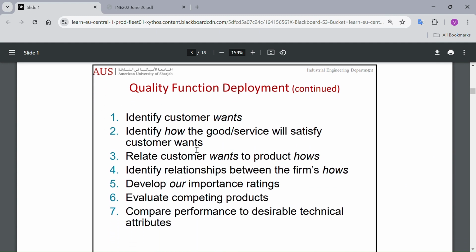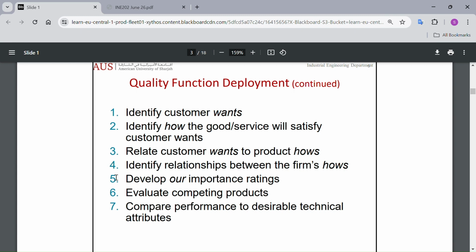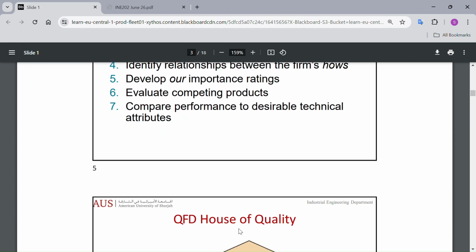So there are some steps in quality function deployment, seven steps. The first step is to identify customer wants, and then identify how the goods and services will satisfy customer wants, and then relate customer wants to the product hows. How are we going to meet these wants? Identify the relationship between the firm's hows and develop our importance rating. So the importance of each how is determined by us, the engineers, the company, and then evaluate competing products and compare performance to desirable technical attributes.